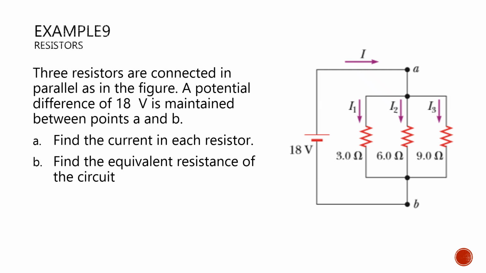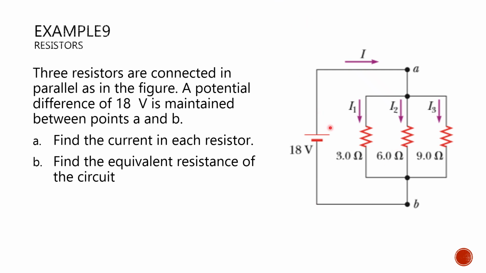So for resistors in parallel, like for this one, the three are connected in parallel and a potential difference of 18 volts is maintained between points A and B. So we have to find the current in each resistor. We expect different values of I since the resistances are also different. And we have to find the equivalent resistance of the circuit.